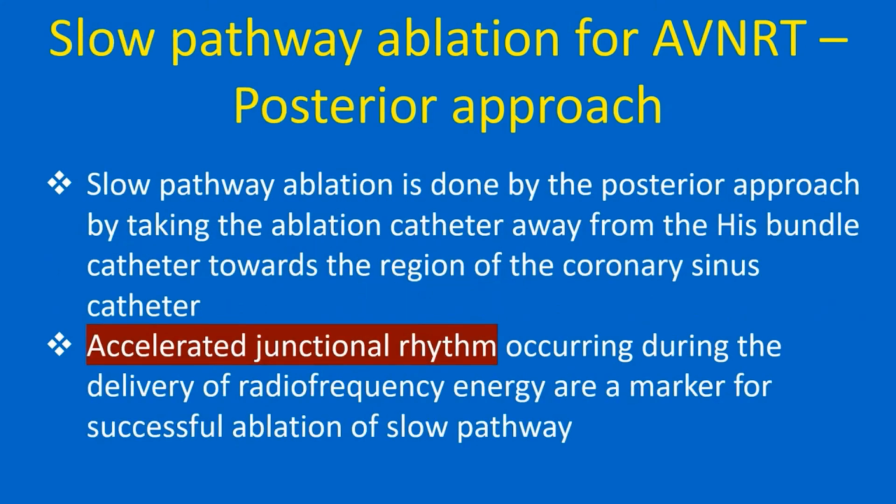Slow pathway ablation is done by the posterior approach, by taking the ablation catheter away from the His bundle catheter towards the region of the coronary sinus catheter. Accelerated junctional rhythm occurring during the delivery of radiofrequency energy is a marker for successful ablation of the slow pathway.